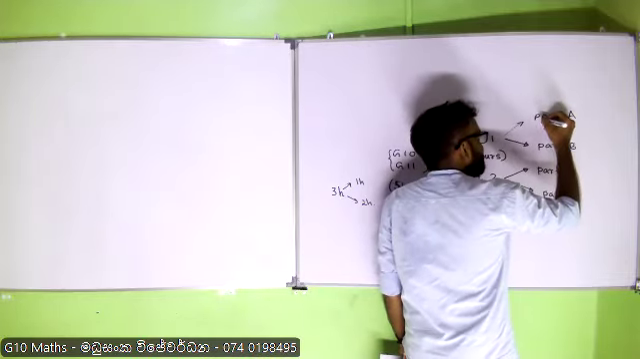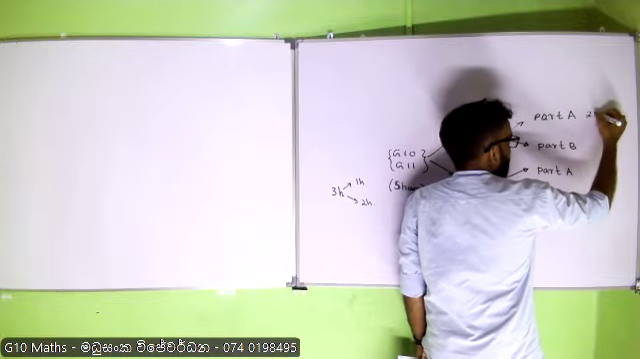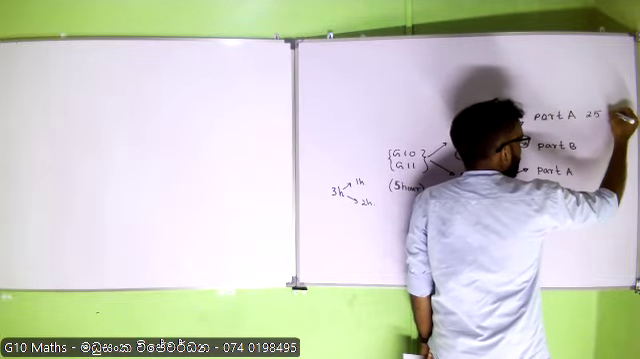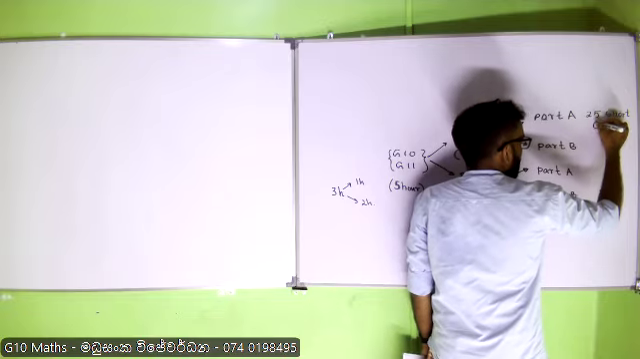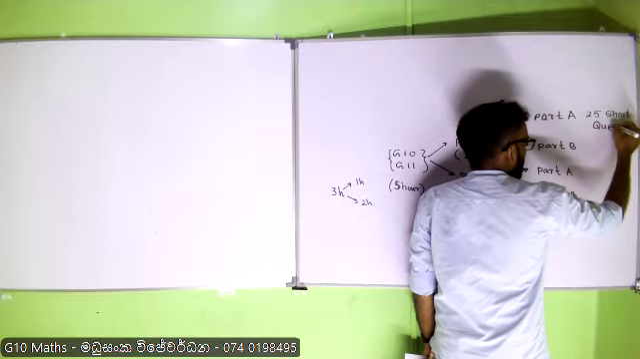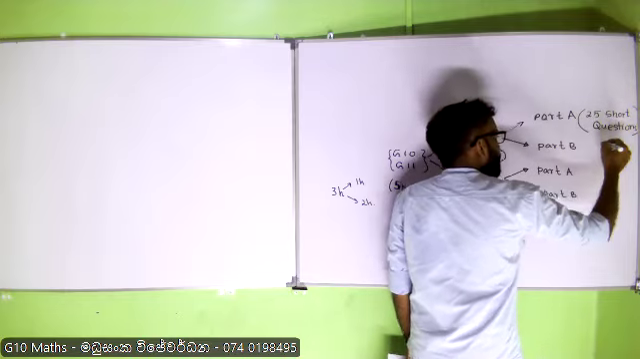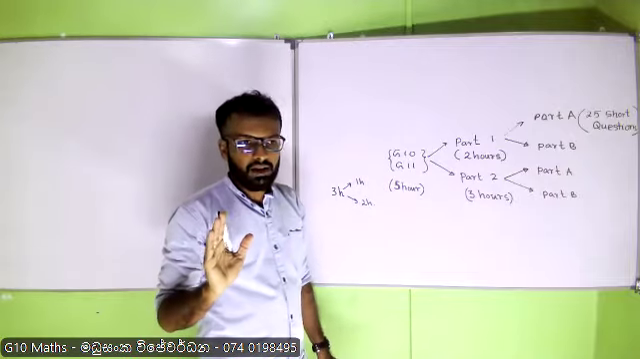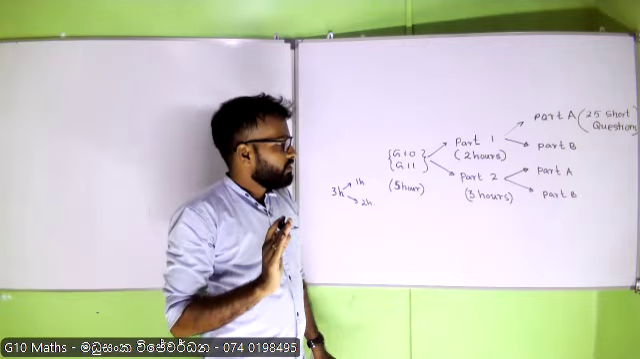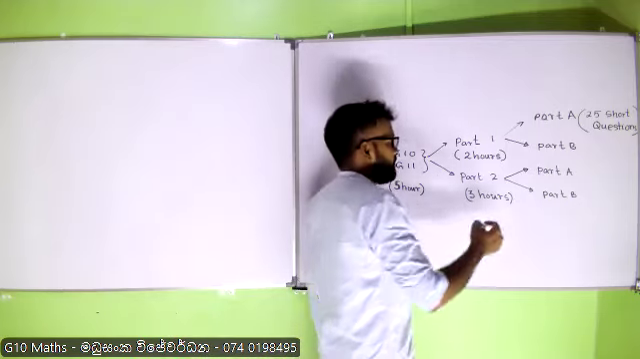So, part A. There are 25 short questions. For these 25 short questions, you can score 50 marks directly. So 50 marks you can score directly.